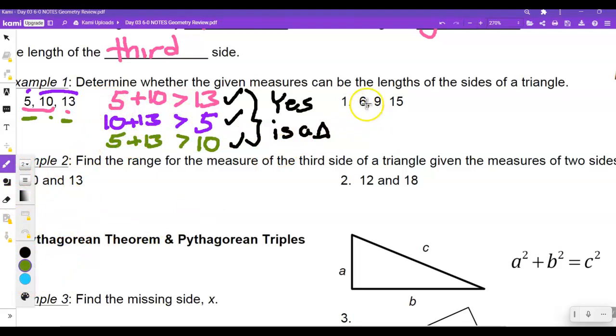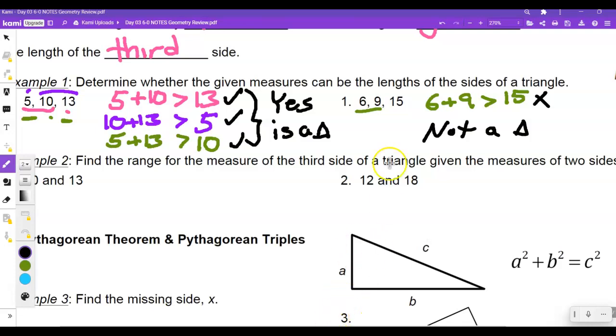Here's a good non-example, because right away, let's pick the first two. Is 6 plus 9 greater than 15? No. Therefore, not a triangle. If we did the other combinations, like 9 plus 15 is bigger than 6, 6 plus 15 is bigger than 9, but because 6 plus 9 is not bigger than 15, it's not a triangle. So 2 out of 3 are true, but it has to be 3 out of 3. Small but important detail.